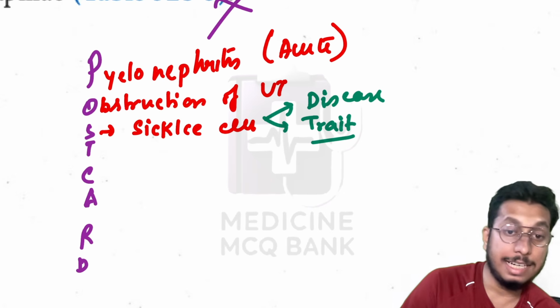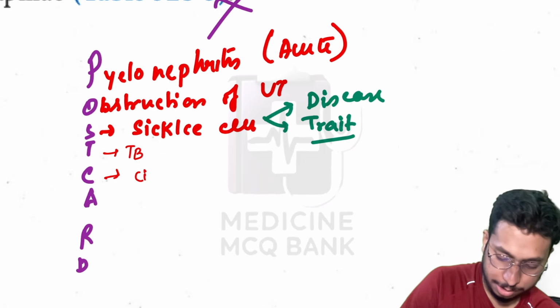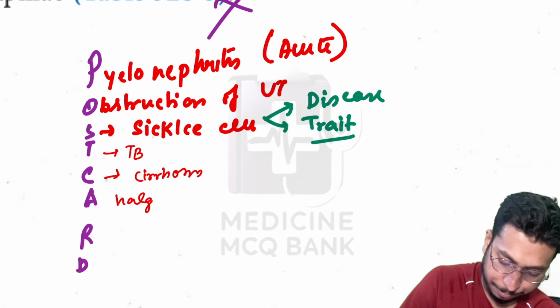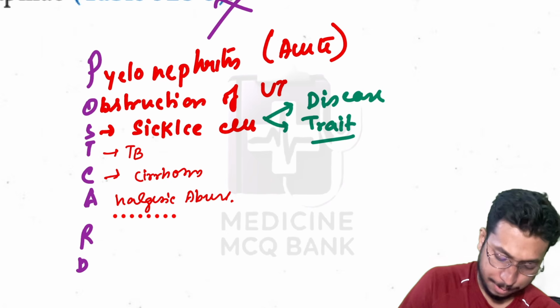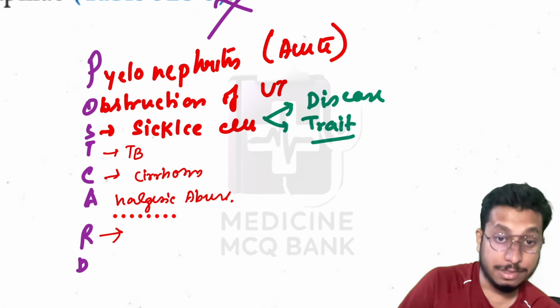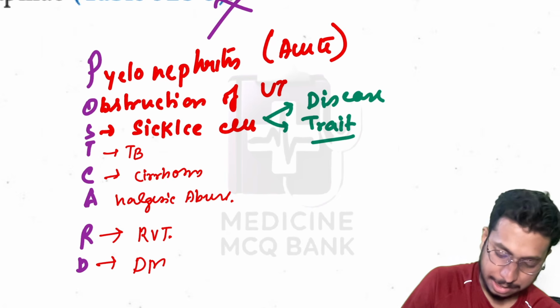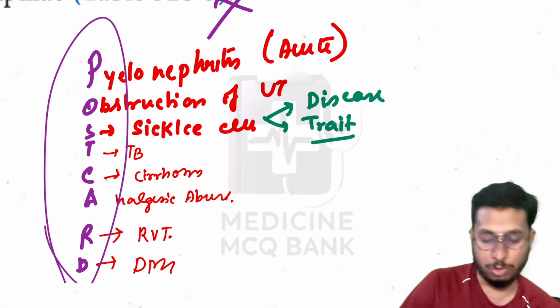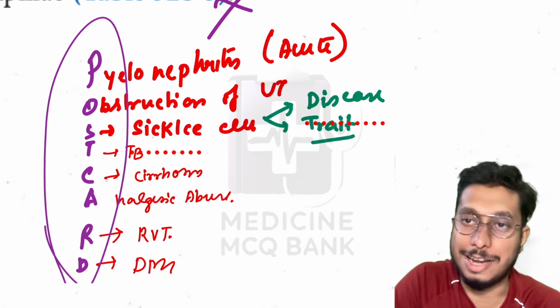Then T is for tuberculosis. C is for cirrhosis. A is for analgesic abuse. R is renal vein thrombosis. D is diabetes mellitus. So the mnemonic for you is POSTCARD. Okay, so that's all the mnemonic to remember the causes of renal papillary necrosis.